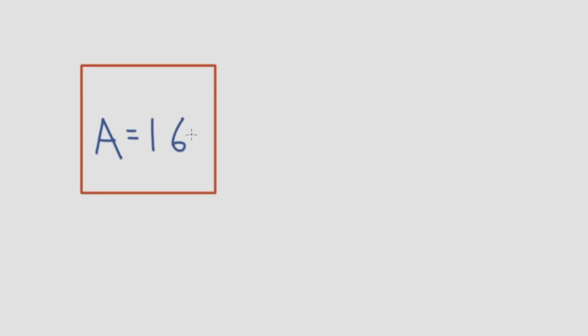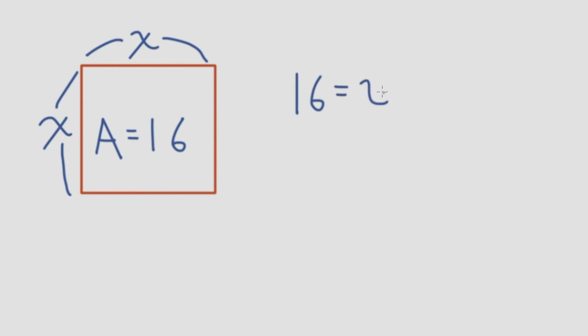Well, because it's a square, I know from my previous knowledge that a square is simply the length times the width, but the length times the width are the same. So here, I'm going to put x on the top and x on the side as well because the length and the width in a square are exactly the same. So I know that x times x is 16. And I also know that x times x, that's x multiplied by itself 2 times, which is x squared, x to the power of 2.